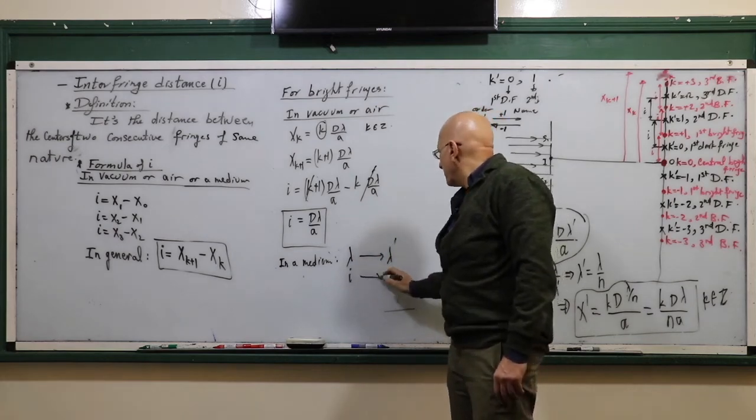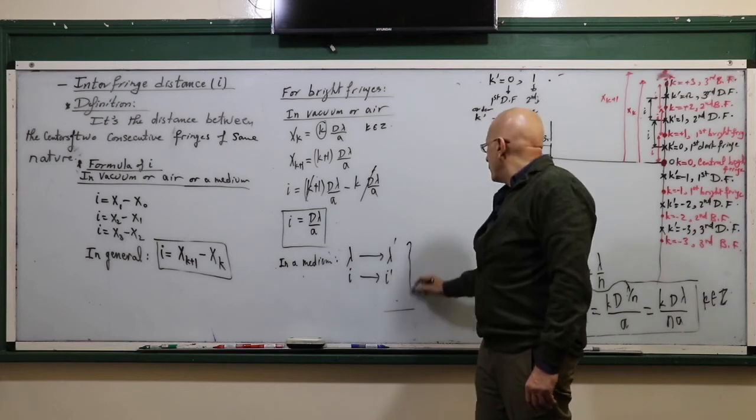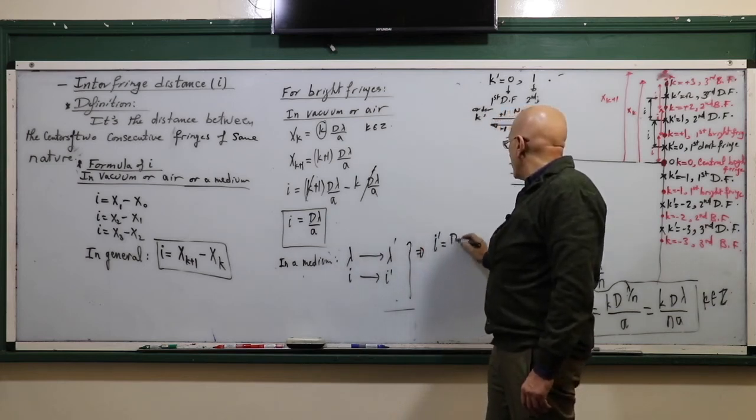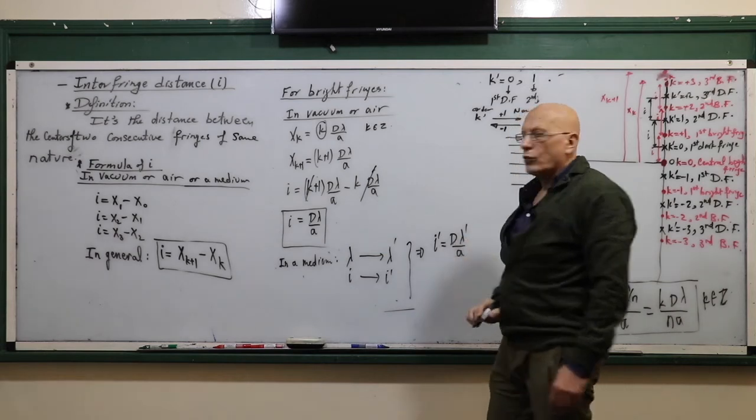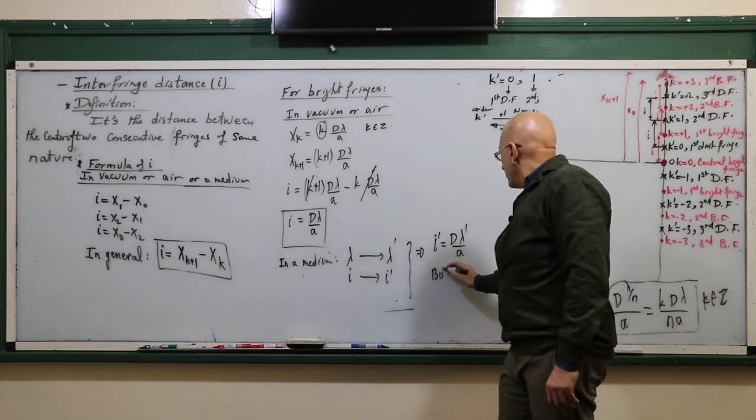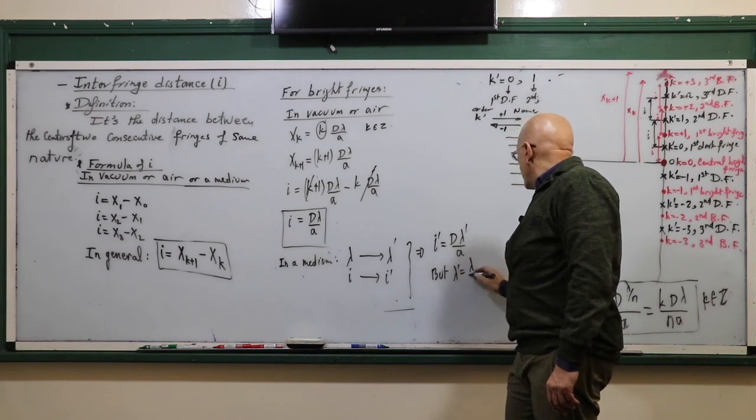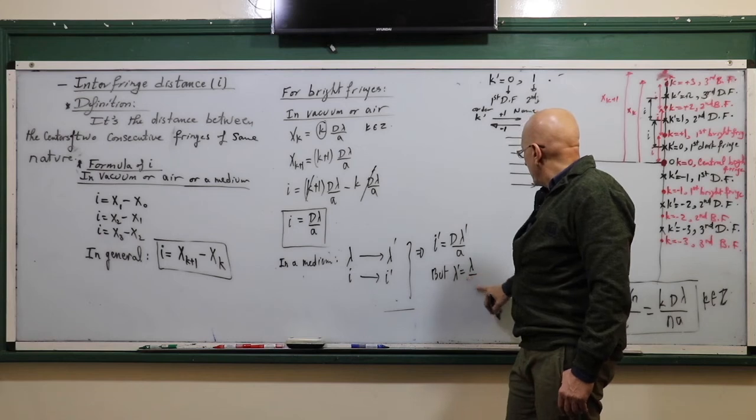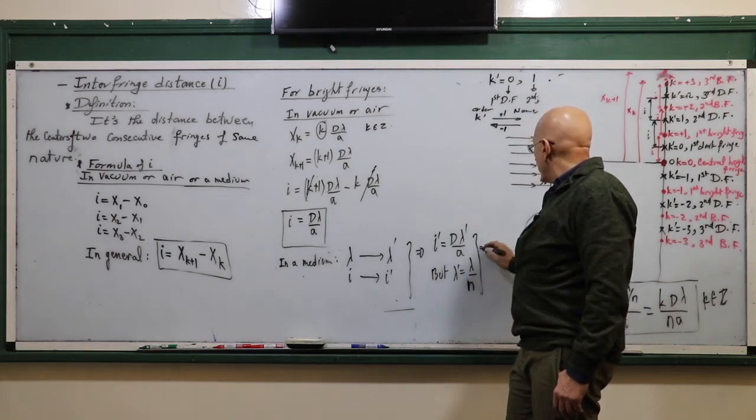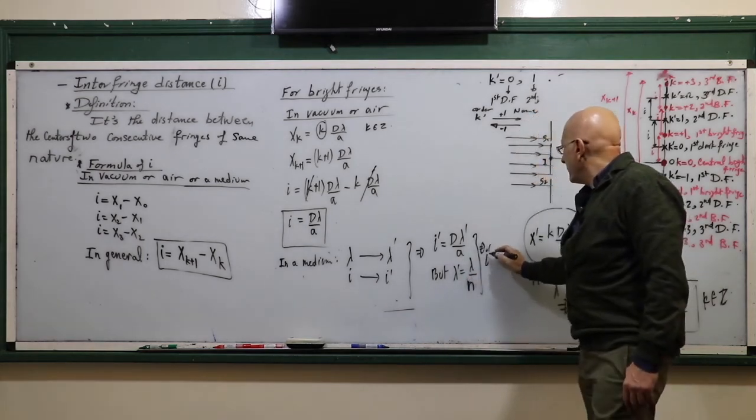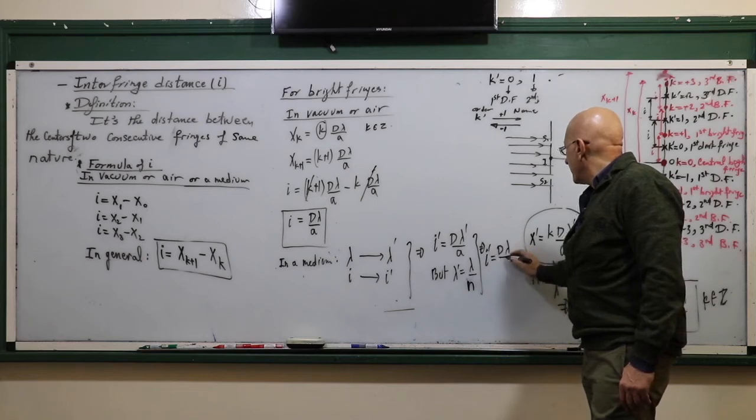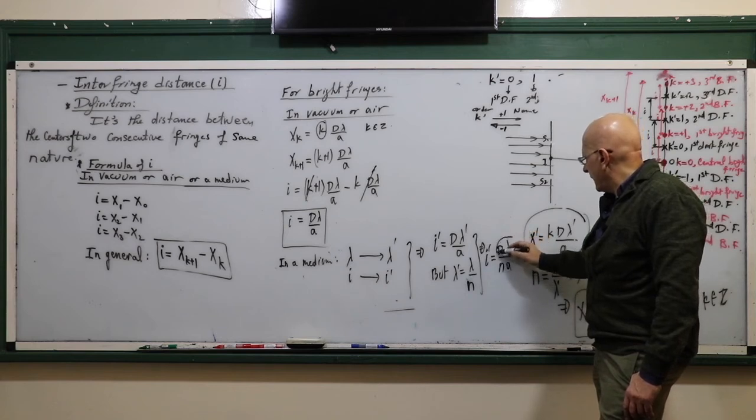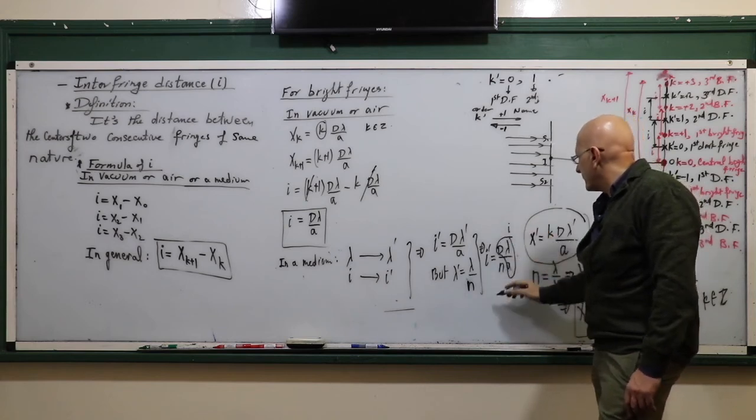So I becomes I prime. This implies I can write in the medium I prime equal d lambda prime over a. But lambda prime is equal to lambda over n. This should be proved. This implies I prime equal d lambda over n a. Okay? Notice here d lambda over a is I.